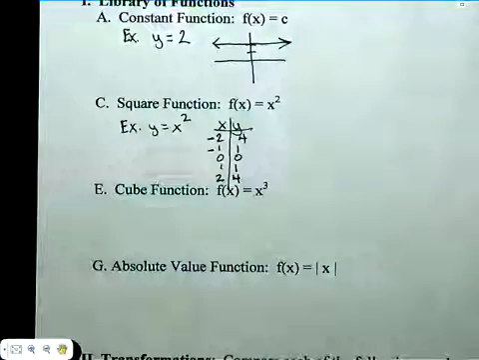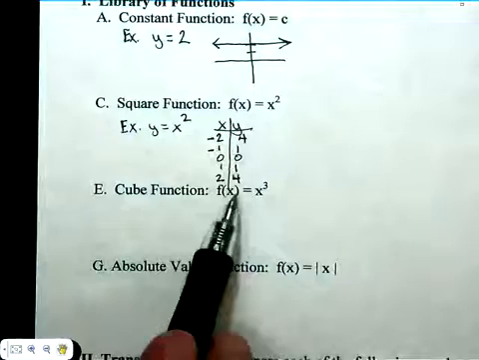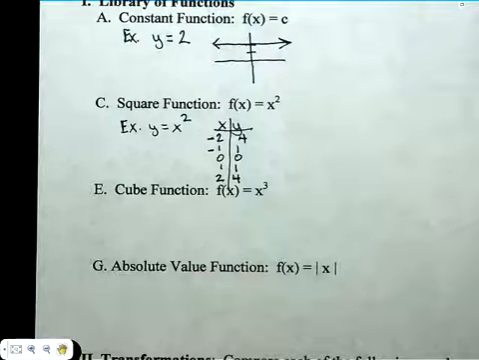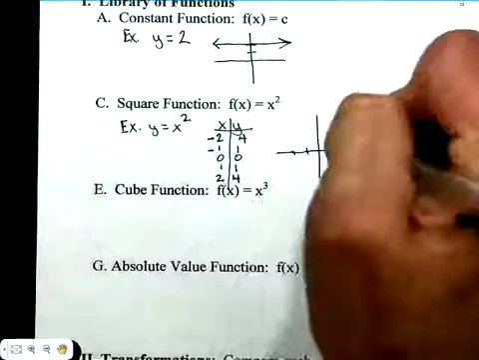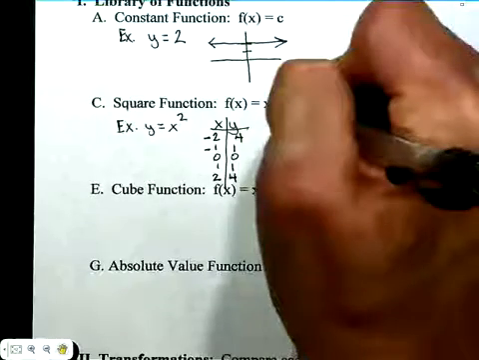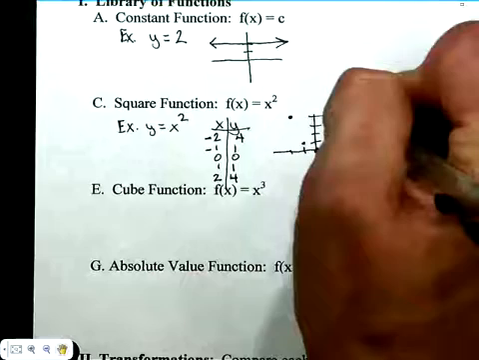Does the fact that I have these two different x's that give me the same y mean this is not a function? No, that's not the problem. Two different x's that give you the same y is not a problem. That is a function, and if you graph those 5 ordered pairs, you'll see what it looks like: -2, 4; -1, 1; 0, 0; 1, 1; 2, 4.